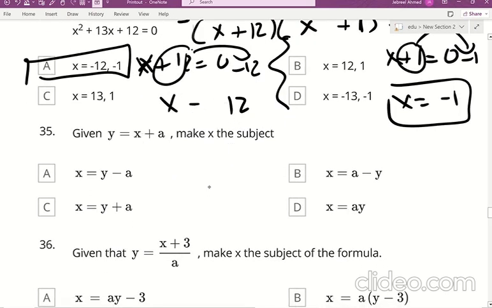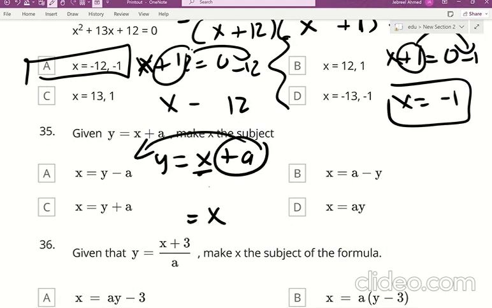Number 35, y equals x plus a. I want x by itself. So I have to take the a and move it over here. It's going to become minus a. x equals y minus a.